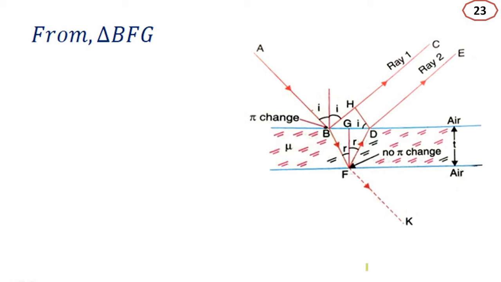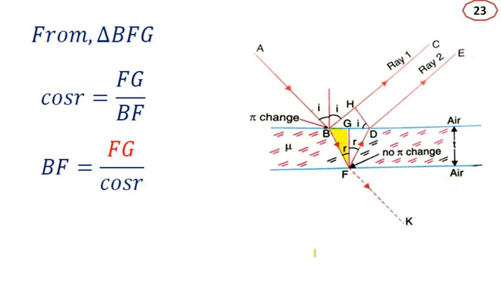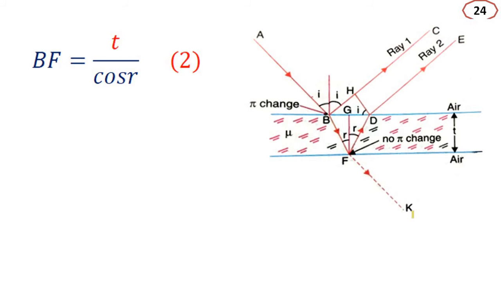From triangle BFG, cos R equal to adjacent side FG divided by hypotenuse BF, or BF equal to FG by cos R. We know that this length FG is the thickness t of the film. So FG can be replaced by t. So the equation will be BF equal to t by cos R, equation number 2.